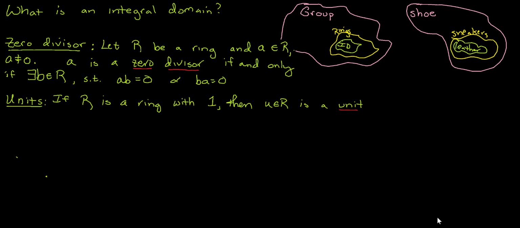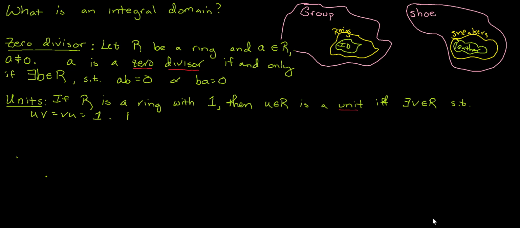The next term we need to define is something called a unit. So again, we're in a ring R, and here we need to make sure we're in a ring R with an identity. So we say if R is a ring with a 1, then u from R is a unit if and only if there exists some other element, I'll call it v from R, such that uv equals vu equals 1. So this is basically saying that the units in R, they're the set of elements that have multiplicative inverses.